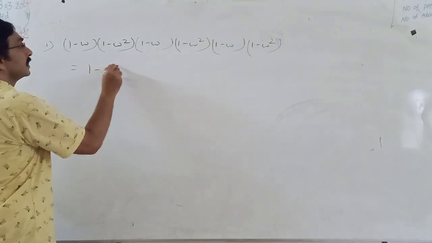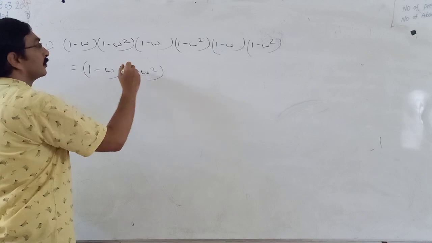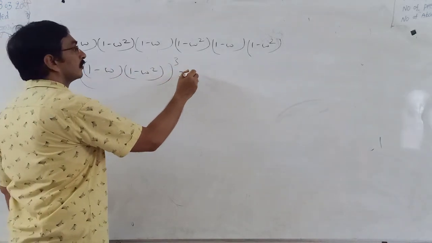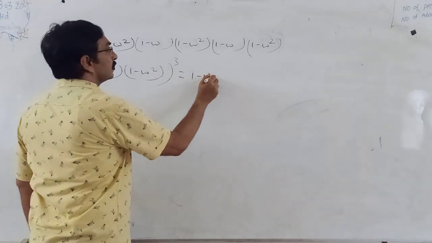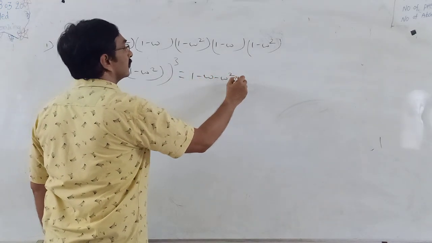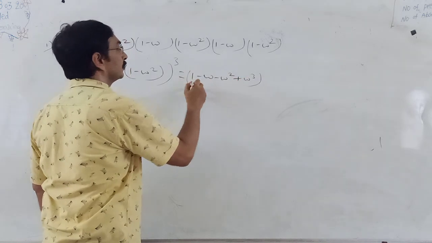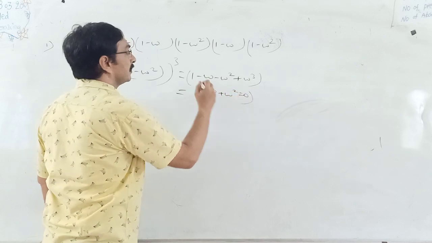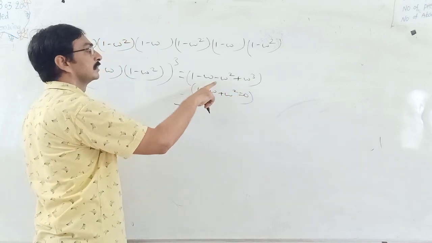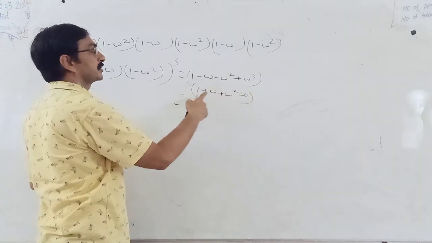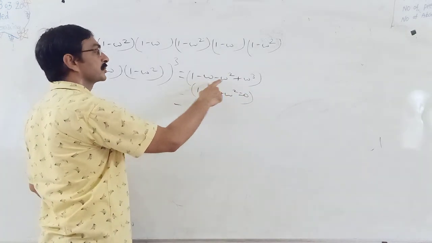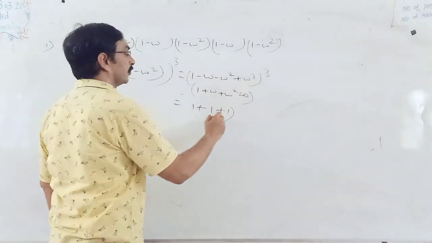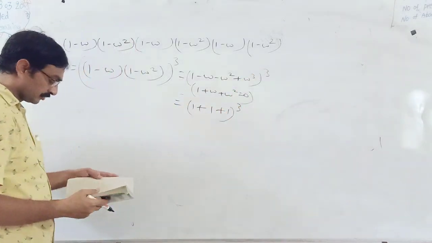So this is equal to 1 minus omega into 1 minus omega square whole cube. Product of these two: 1 into 1 is 1, minus omega, minus omega square, plus omega cube. So 1 plus omega plus omega square value is 0, so minus omega minus omega square is 1. Omega cube value is 1. Therefore 1 plus 1 plus 1 is 3, cube value 27.